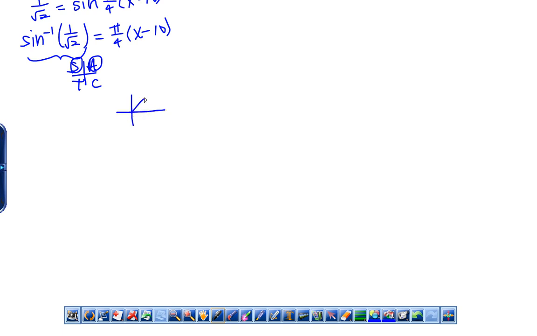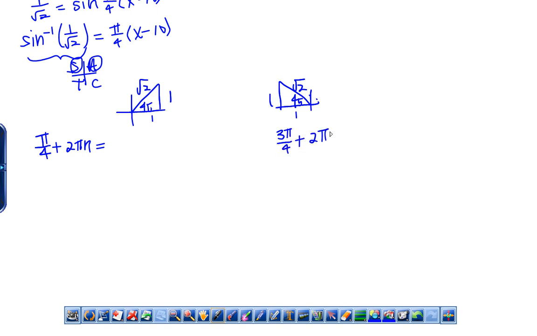So when I draw it in the first quadrant, this is opposite over hypotenuse. This looks like it's going to be a 45. So this is pi over 4. Go ahead and do your general solution. So this is going to be plus 2 pi n. I'm going to go ahead and set up my second one. That's going to be in the second quadrant. So 1, 2, 3. Let's see, opposite hypotenuse. This is still 45. So this is 3 pi over 4 plus 2 pi n. This is still a general solution.